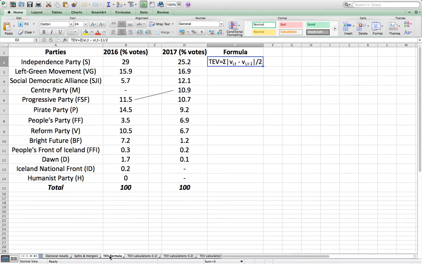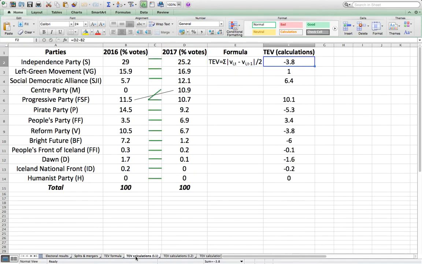We know by now that the Pedersen index of electoral volatility is the sum of the difference in the absolute percentage of votes between two elections divided by 2. So following this formula, the first thing we need to do is to look at the difference in the percentage of votes between two elections for each of the parties, and this is what we have here.